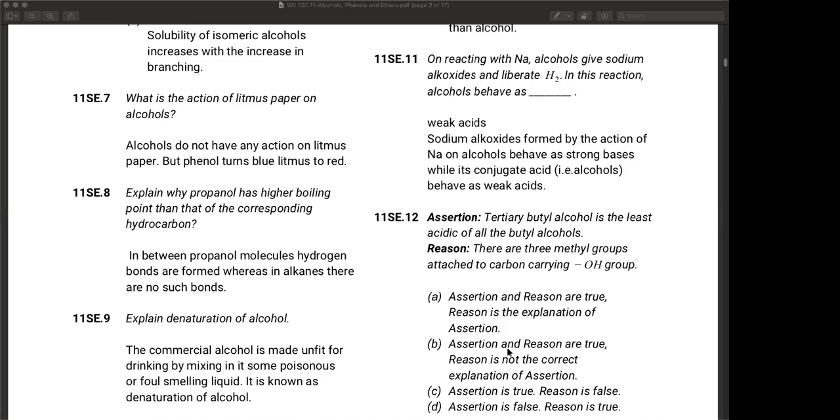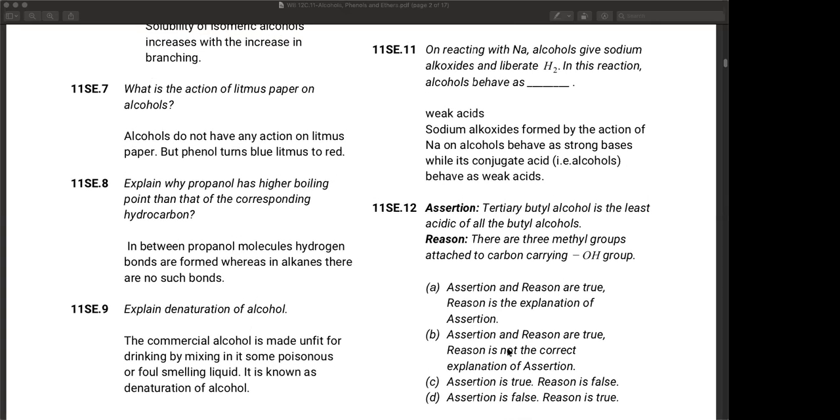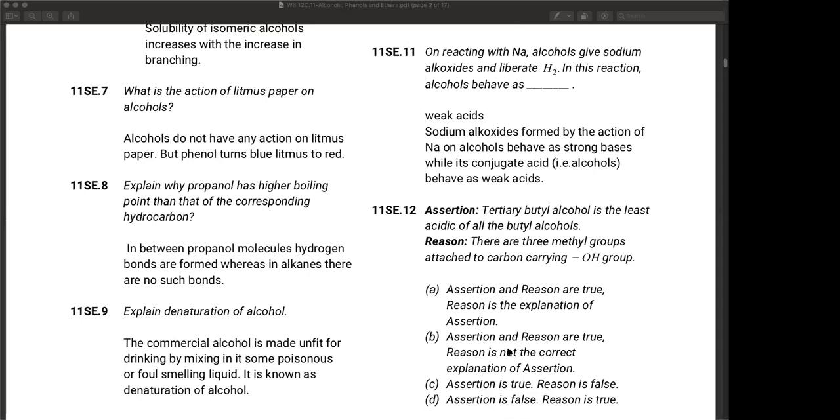Okay. Jasleen and Aryan have already sent in their answers. They're saying assertion is true, reason is also true, and they're saying reason is the explanation of assertion. Anybody else sending your answer? Ria has also sent A. Nice. All of you are saying A. Okay. Yeah, you guys are correct that assertion is true. Reason is also true.